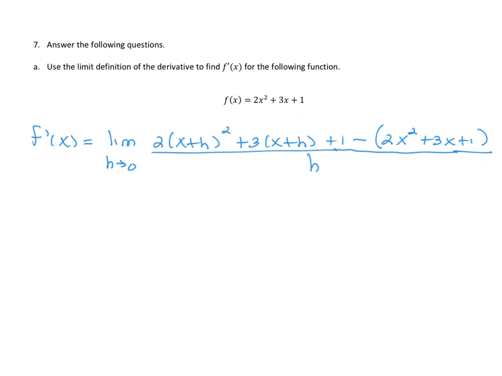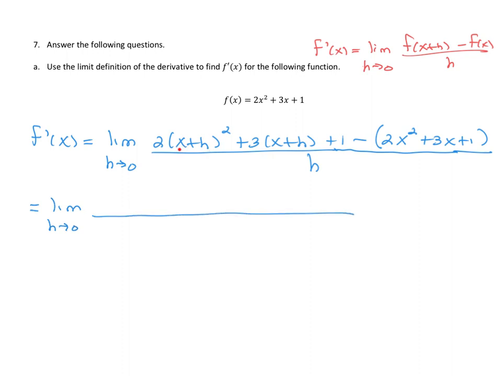So again, what I'm using here is the definition of the derivative. That is, f prime of x is equal to the limit as h goes to 0 of f of x plus h minus f of x all over h. So be careful with this minus here. I use parentheses because we're subtracting the entire function. Our job is to now carefully simplify this thing.